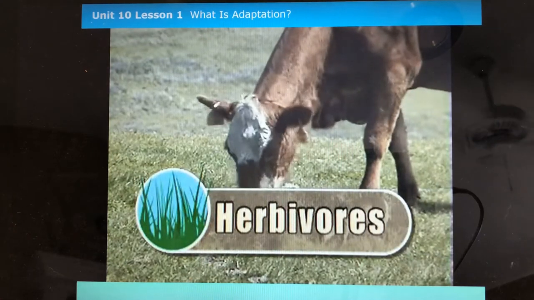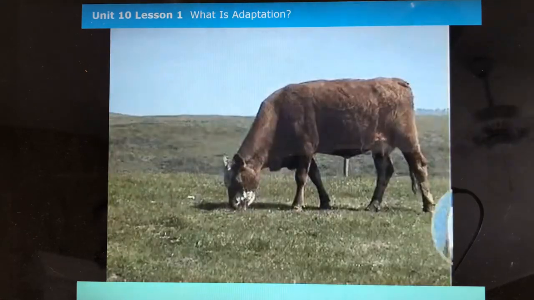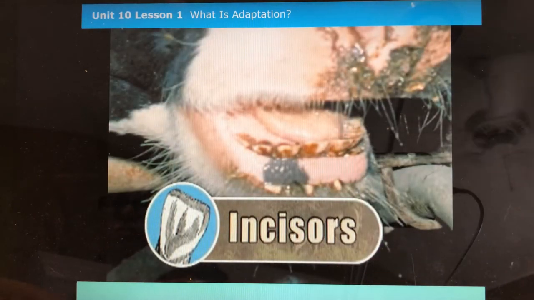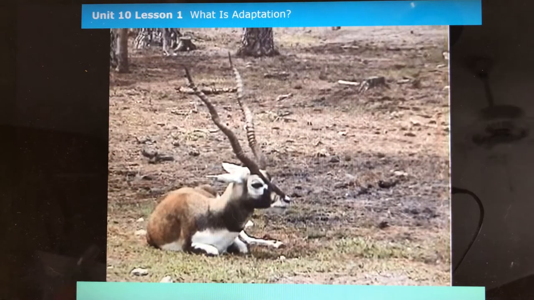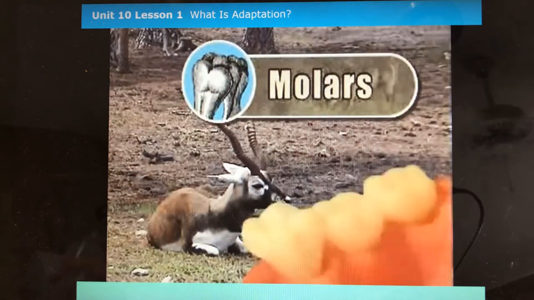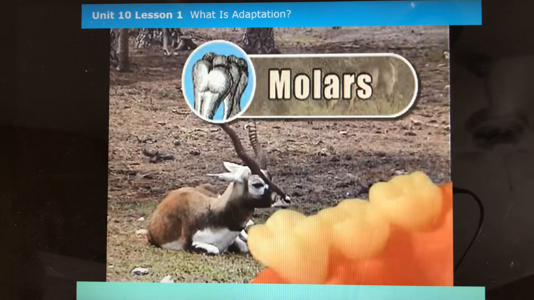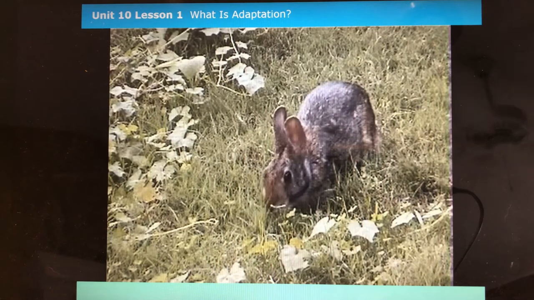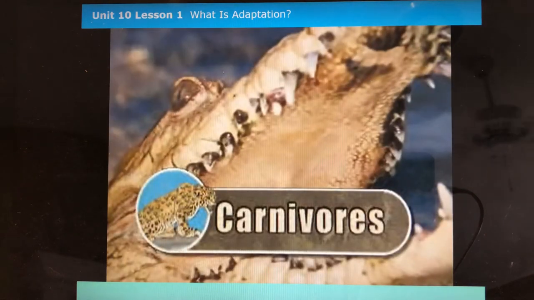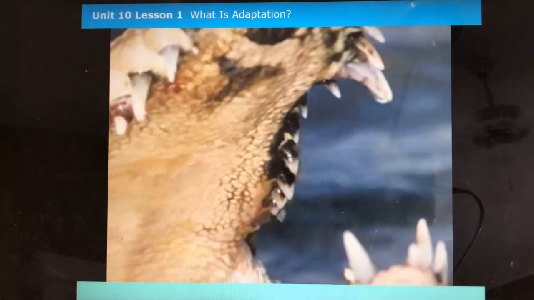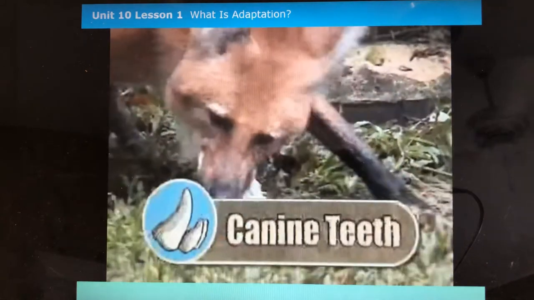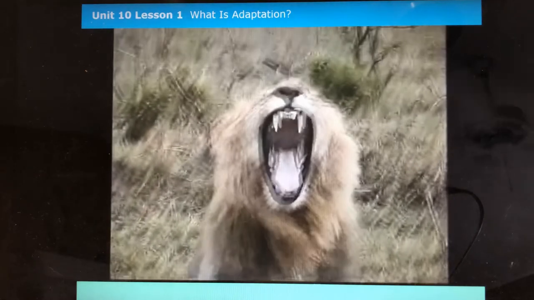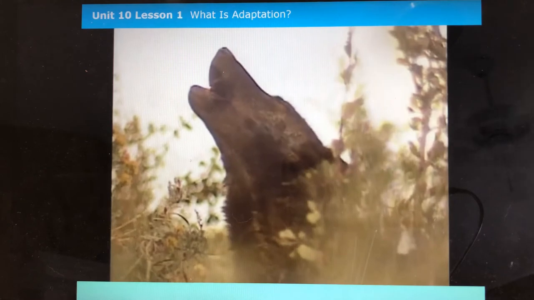Herbivores, which are plant-eating animals, have incisors. Incisors are cutting teeth that are in the front of the mouth and are used to bite off grass or leaves. Herbivores also have molars, which are flat grinding teeth that are used for chewing plant fibers. Cows, antelopes, and rabbits are examples of herbivores. Carnivores, or meat-eating animals, have canine teeth, which are sharp and pointed. The canine teeth are helpful in grabbing and tearing animal flesh. Lions and wolves are examples of carnivores.